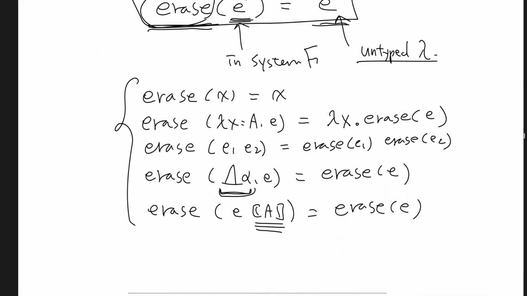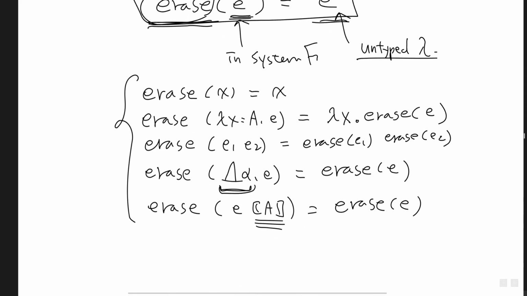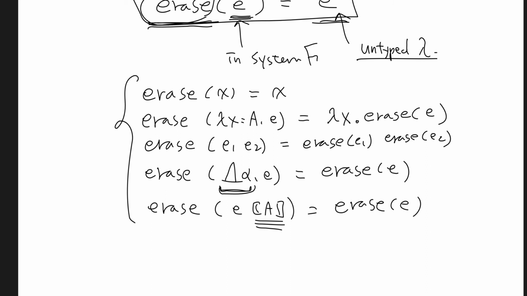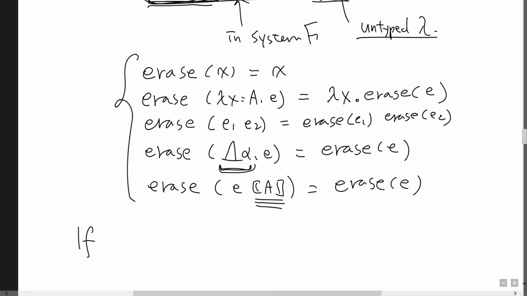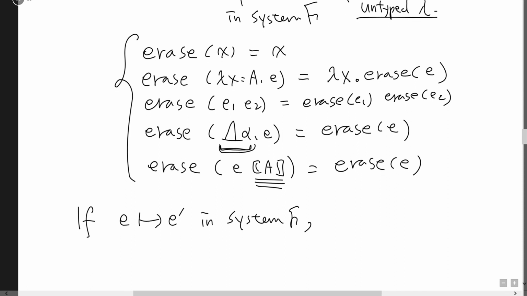And this eraser function actually even respects the reduction in system F and untyped lambda calculus. So what that means is that if you have expression E reduced to E prime in system F, now you know that these two are well typed. But at runtime, you don't need this information on types, although you can actually take advantage of this type information to optimize your code, but that's beyond the scope of this lecture.